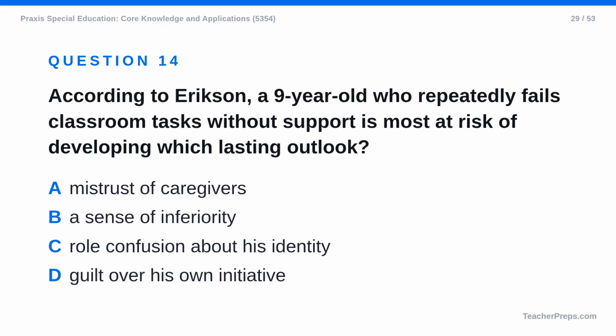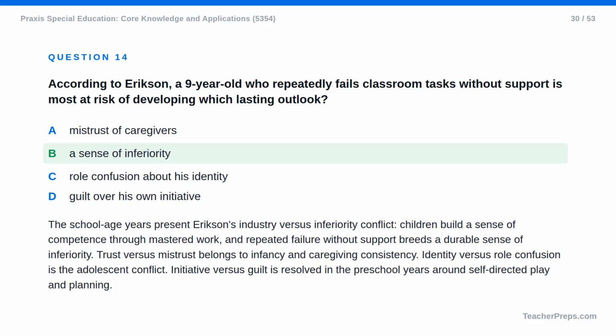Question 14. According to Erikson, a 9-year-old who repeatedly fails classroom tasks without support is most at risk of developing which lasting outlook? Pause the video and select the best answer. The correct answer is B. A sense of inferiority. The school-age years present Erikson's industry versus inferiority conflict. Children build a sense of competence through mastered work, and repeated failure without support breeds a durable sense of inferiority.